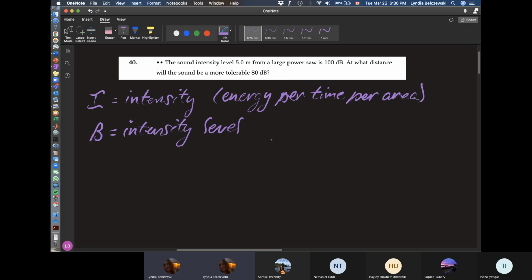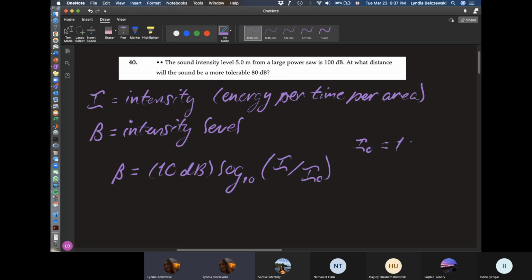And the intensity level is defined with this equation here. Beta is equal to 10 decibels, which is just providing beta with a unit, multiplied by log base 10 of the intensity divided by I naught. And I naught is a constant. It's just like a reference value. And so that's a constant that you'll always just plug into the formula, I'll write it out here.